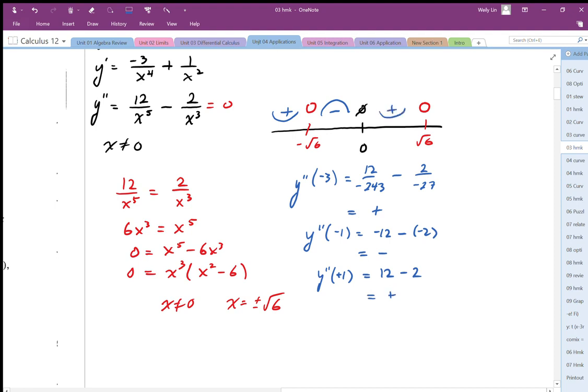So here I have an inflection point so far at negative root 6, 0, and lastly I need to test for concavity at positive 3. When I plug in positive 3 in here, I'm going to end up with positive 12 over 243 minus 2 over 27, and then again that's going to give me a negative 0.02, slightly negative, but still negative. So there I have my concavity chart showing me inflection points at negative root 6, 0, and positive root 6.